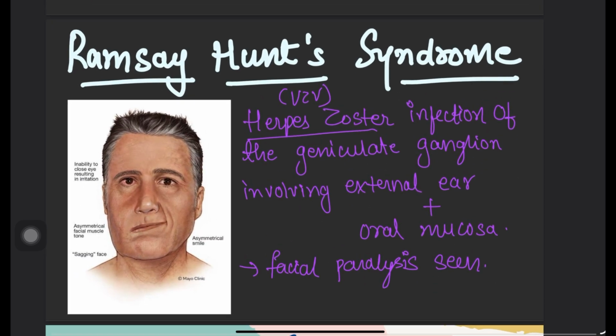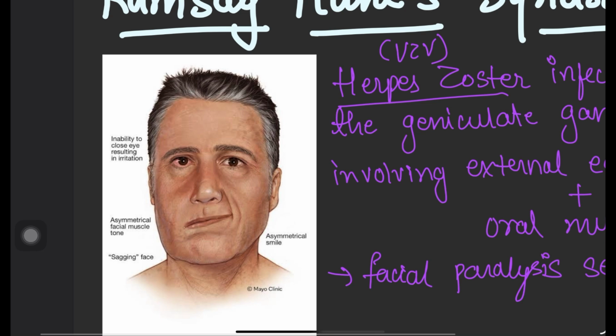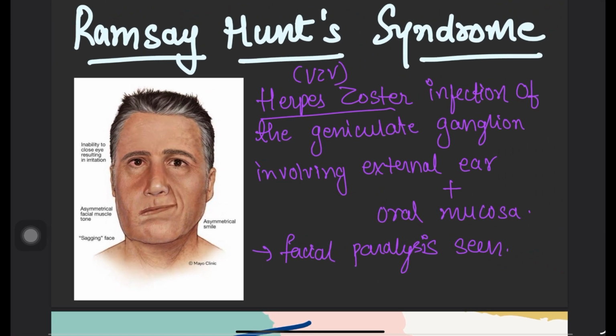Next comes the Ramsay-Hunt syndrome. If you all know, Justin Bieber was one of the patients who had Ramsay-Hunt syndrome. So it is caused by varicella zoster virus, herpes zoster infection of the geniculate ganglion involving external ear and oral mucosa. Facial paralysis is also seen. If you can appreciate in the image, there is a facial paralysis seen. So this is a characteristic sign.